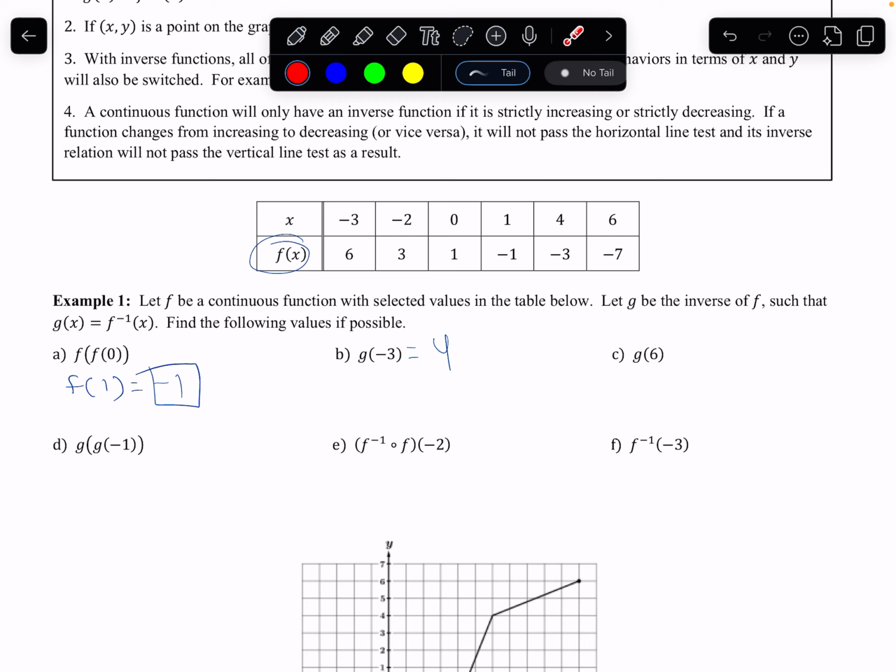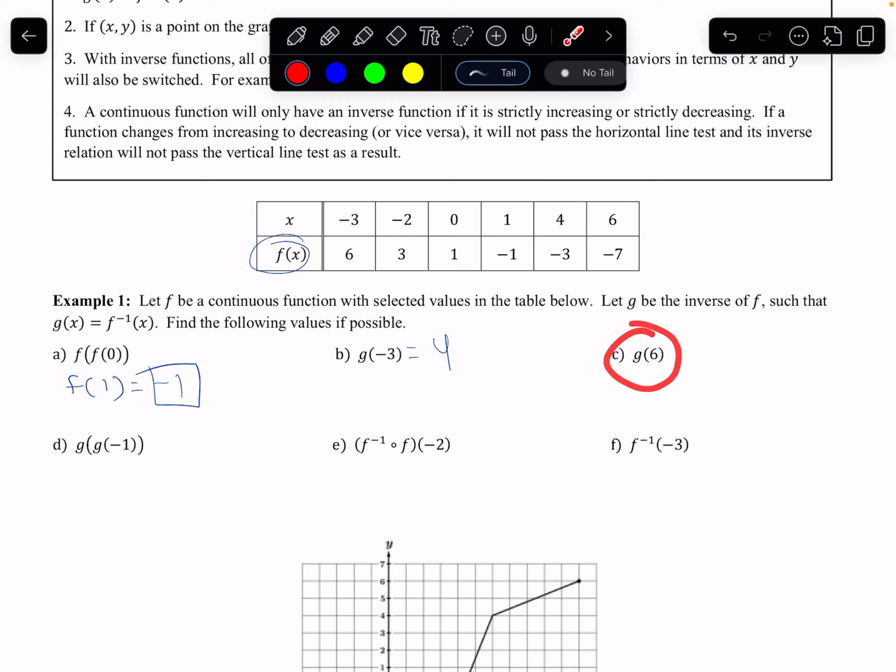Let me say that one more time, because it's really important that you understand that logic. G of negative 3. This is the f. G is the inverse of f. So I look at f, and I see that when I put a 4 in, I get a negative 3 out. So on the inverse, if I put a negative 3 in, I get a 4 out. So g of negative 3, g is the inverse, I must get a 4 out.